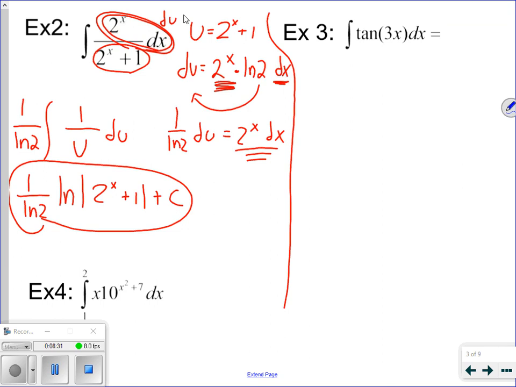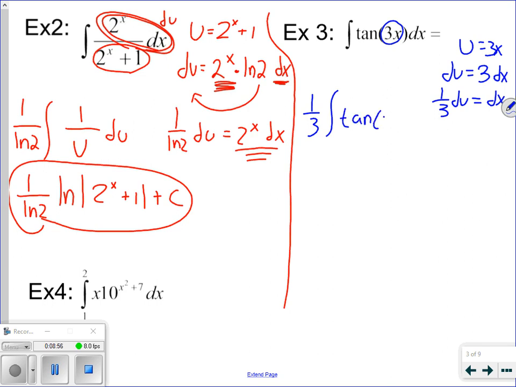All right, maybe try number 3 on your own, but I'll go ahead and go through it. Tan of 3x. So I'm going to let u be 3x and du be 3 dx. And so we have 1/3 du is equal to dx. I'm going to bring the 1/3 out. I'm left with the integral of tan of u du.